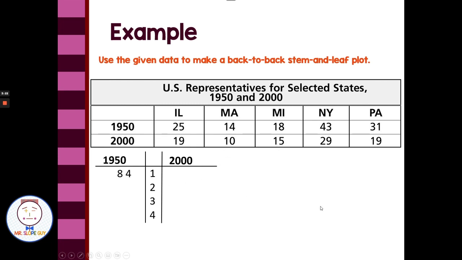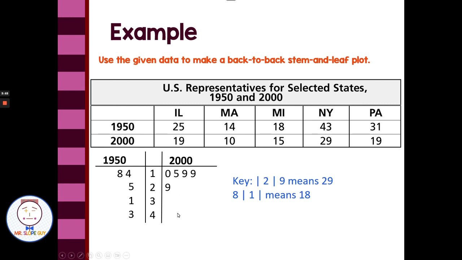15 would be 1 | 5. So our graph for the 1950 data is read from the stem in the center to the left, 14, 18, and the year 2000 data is read from the stem to the leaf: 1 to 0, 10, 1 to 5, 15, 1 to 9, 19. And notice how there were no 30s and 40s in the year 2000.